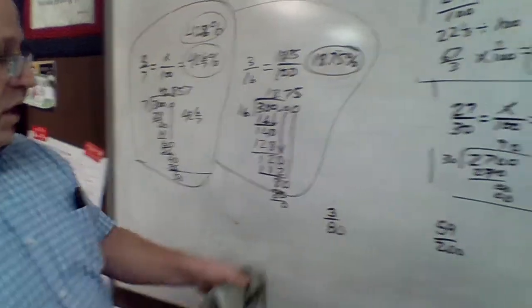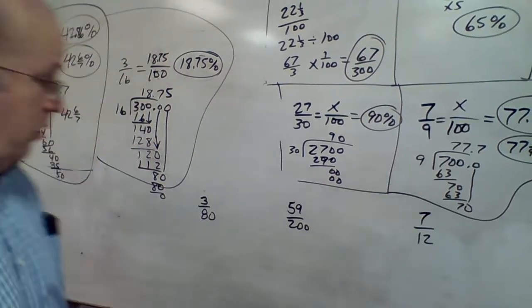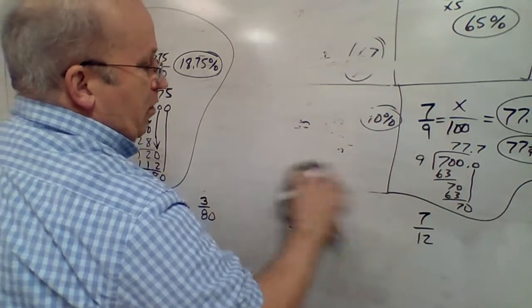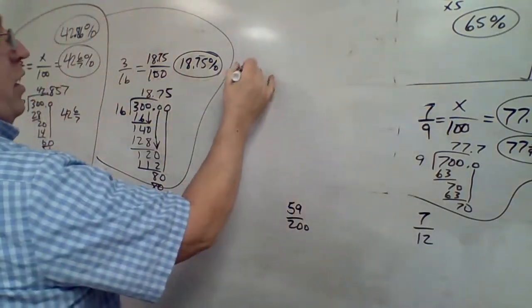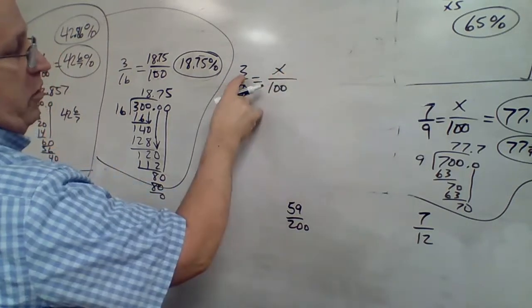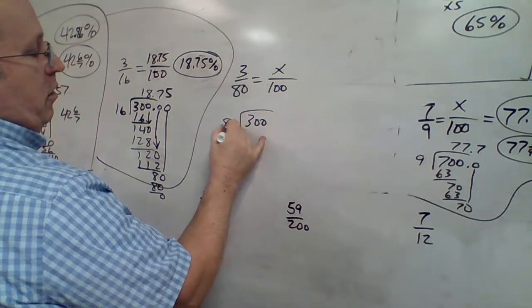Let's try 3/80, our next problem right here. We're getting pretty long here. I think this will be our last problem for now. 3/80. How many hundredths is that? Well, let's take 3 times 100 and divide by 80. So we get 300 divided by 80.